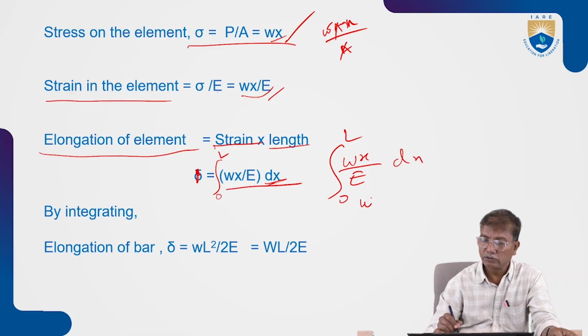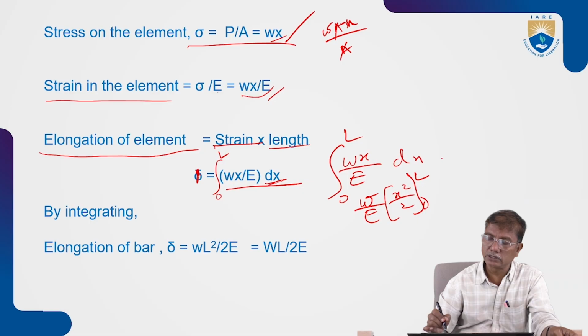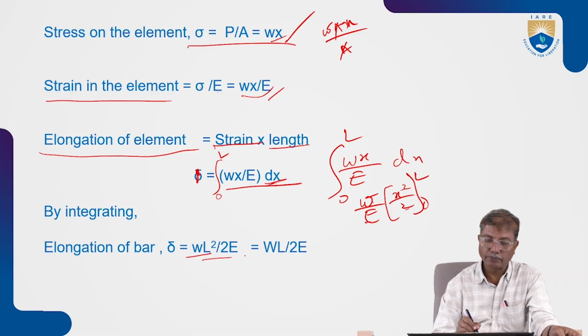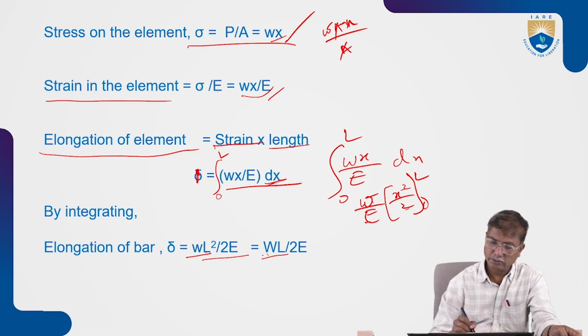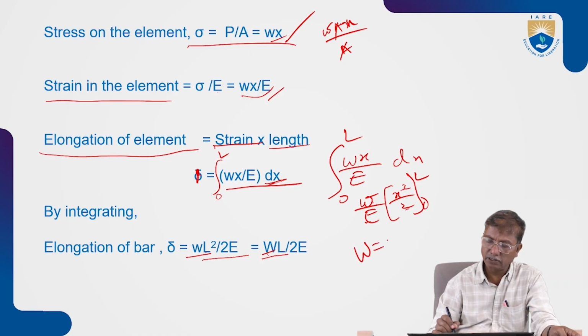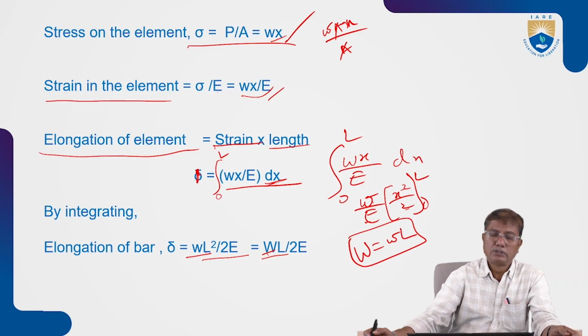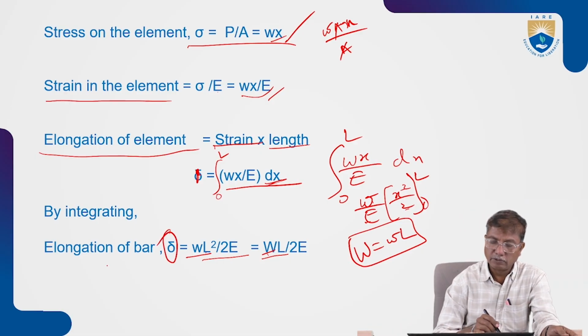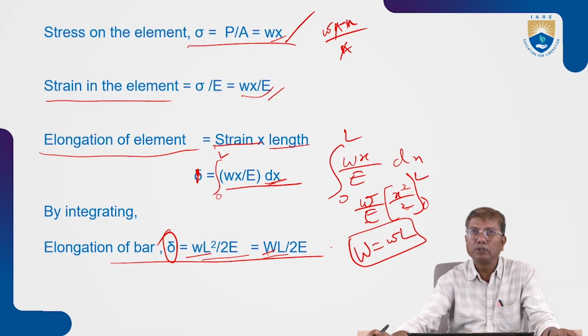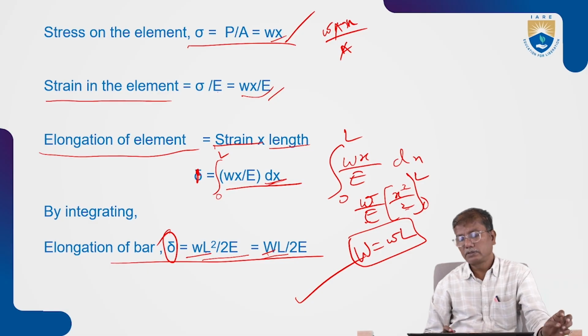Okay, so you will get W by E. W is here unit weight. Integral x, that is x square by 2 between the limits 0 to L. So you will get WL square by 2E. And you can replace WL by capital W, the total weight of bar. So the total elongation of the bar is WL by 2E. Okay?